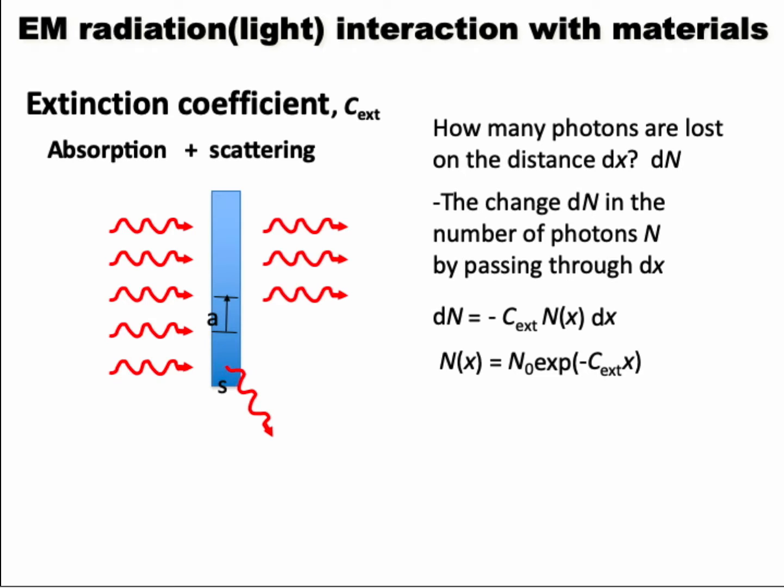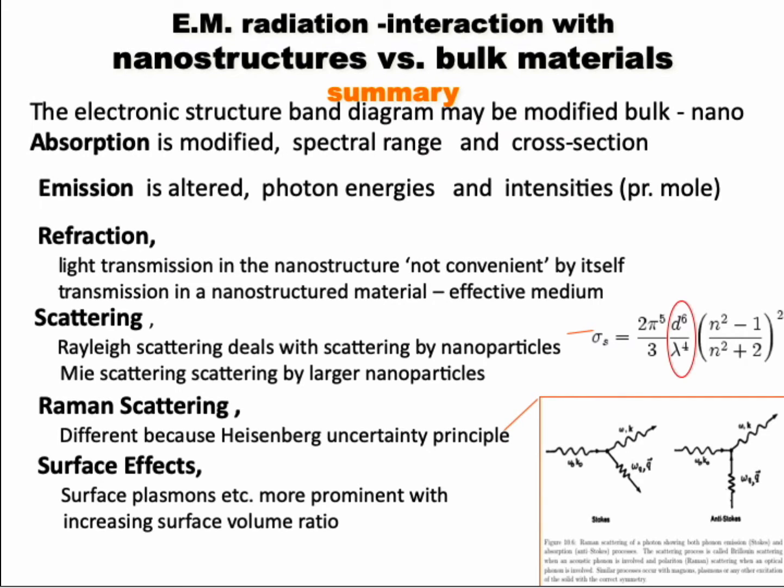Sometimes, for a single crystal semiconductor, the absorption dominates completely over scattering. If we, for example, have metal nanoparticles in a dielectric, scattering is more noticeable than in a homogeneous material. I will make some comments on how the common interactions of light with matter will change for nanomaterials versus bulk.